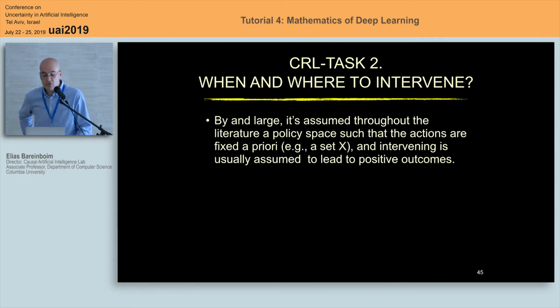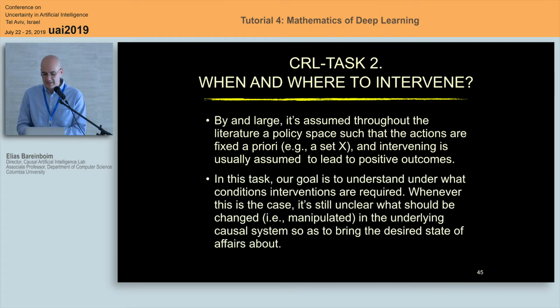By and large, it's assumed throughout the literature a policy space such that the actions are fixed a priori. For example, we already know, as a designer of the system, that this X is whatever X we have, and we are not changing that. And also we assume that intervening is a good thing. Let me read it. Intervening is usually assumed to lead to positive outcomes. That is good. In this task, our goal is to understand under what conditions interventions are really required.